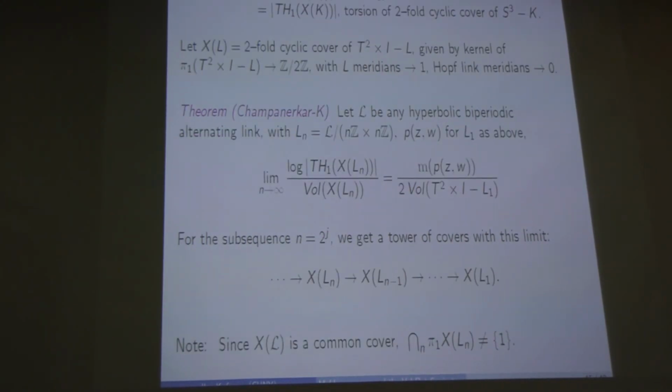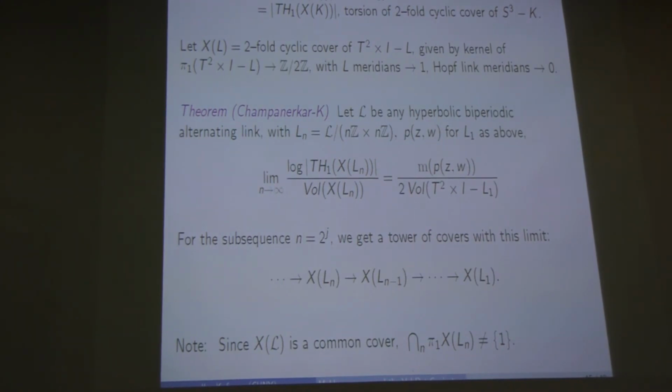All right. So now let's return to the determinant, right? The determinant we saw is the order of the homology of the twofold branched cover. It is also, therefore, the order of the torsion of the twofold cyclic cover of the knot complement. So now what we want to do is the toroidal variant of this. Let X of L be the twofold cyclic cover of T2 cross I minus L. And that's given by the kernel of the map from the fundamental group of T2 cross I minus L to Z mod 2, where the L meridians go to 1 and the Hopf-link meridians go to 0.